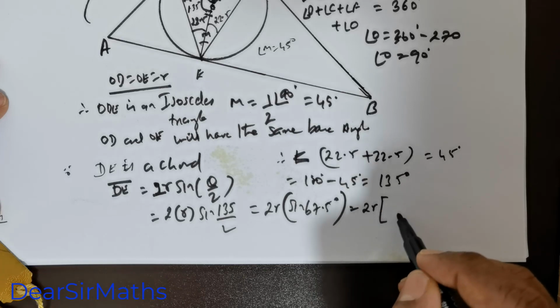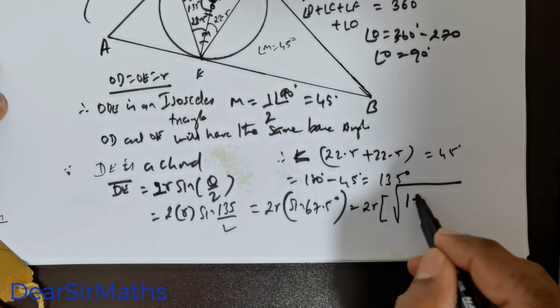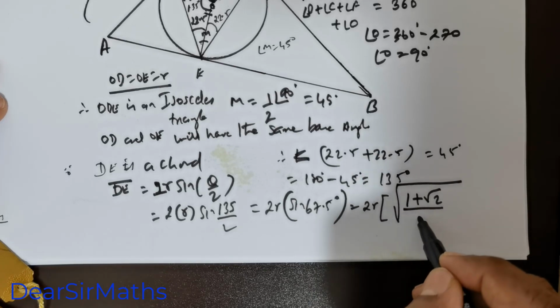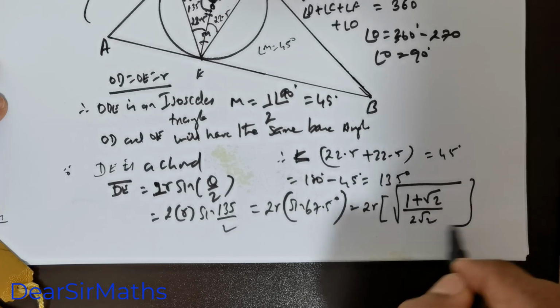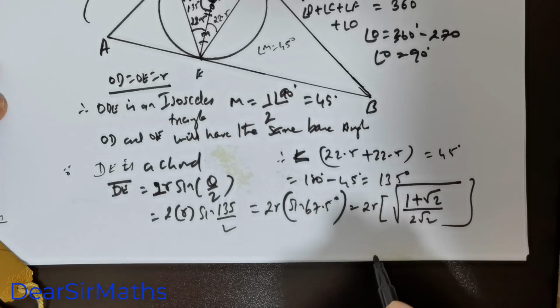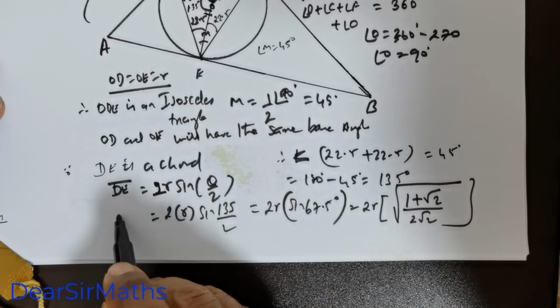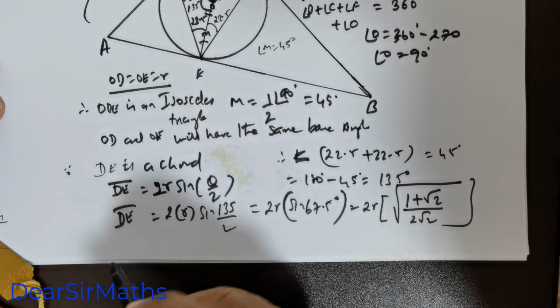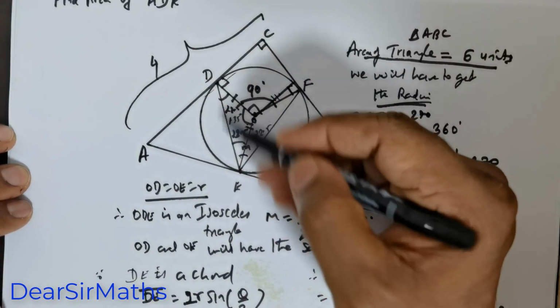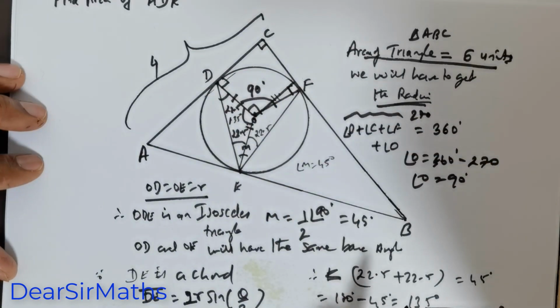where you can watch how to extract the value of sine 67.5. Now this has a value of square root of 1 plus root 2 divided by 2 times root 2. This is the value for sine 67.5 degrees. So this is my DE. This is the length of the side DE, right?